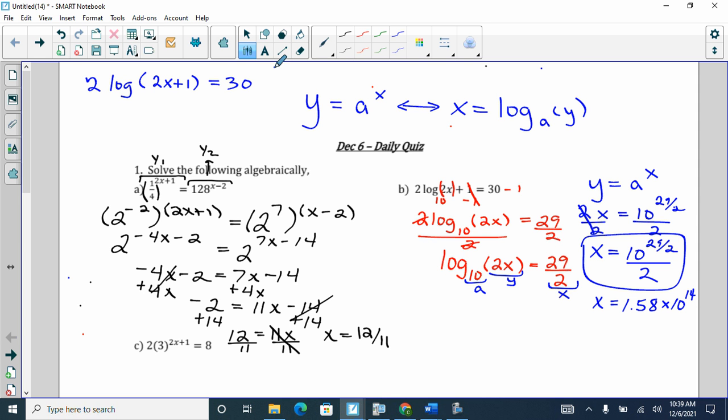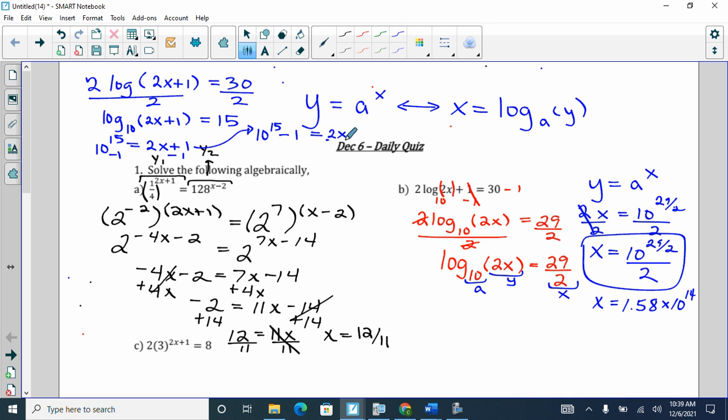Okay. Still, I would divide my 2 over. Now it's much nicer. So I would get log base 10 of 2x plus 1 equals 15. And then I convert. So I get 10 to the 15 equals 2x plus 1. Then I would subtract my 1. So I would get 10 to the 15 minus 1 equals 2x. And then I would divide by 2.